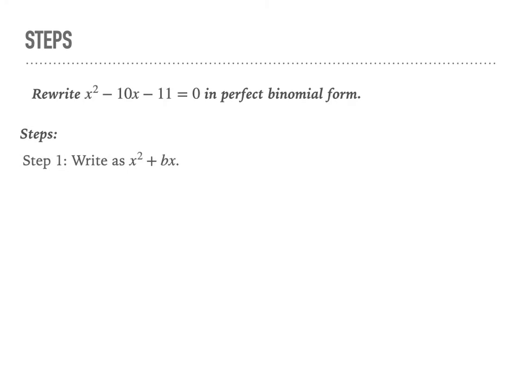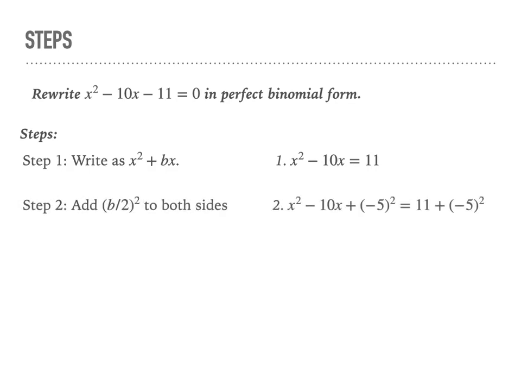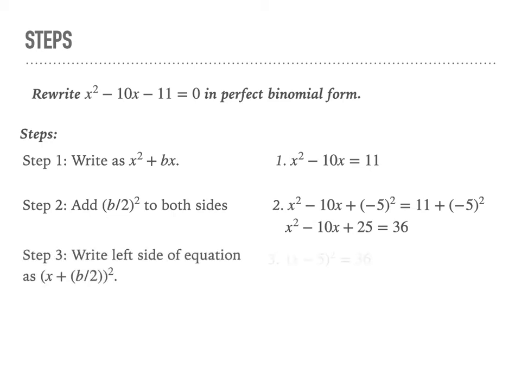Step 1 is to write it as x squared plus bx, like I said in my first video. Now this becomes x squared minus 10x equals 11, moving the 11 to the other side. Step 2 is adding (b divided by 2) squared to both sides. Now this becomes negative 5 squared, adding that to both sides, which then simplified becomes x squared minus 10x plus 25 equals 36. Now we can turn this into a perfect square binomial by writing it as (x plus b divided by 2) squared, which becomes (x minus 5) squared equals 36.